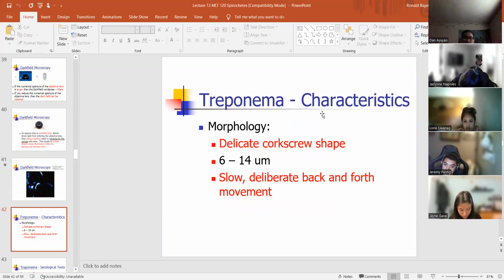Characteristics of treponemes: these are delicate, corkscrew in shape, 6 to 14 micrometers. I'm not going to ask you these questions, but just know that the shape is corkscrew. These are not like your typical gram-negative rods or gram-positive rods with polar flagella. They are corkscrew shaped, and you're not going to be looking at these organisms on the gram stain because they don't gram stain very well. They are motile, with a slow, deliberate back and forth movement.